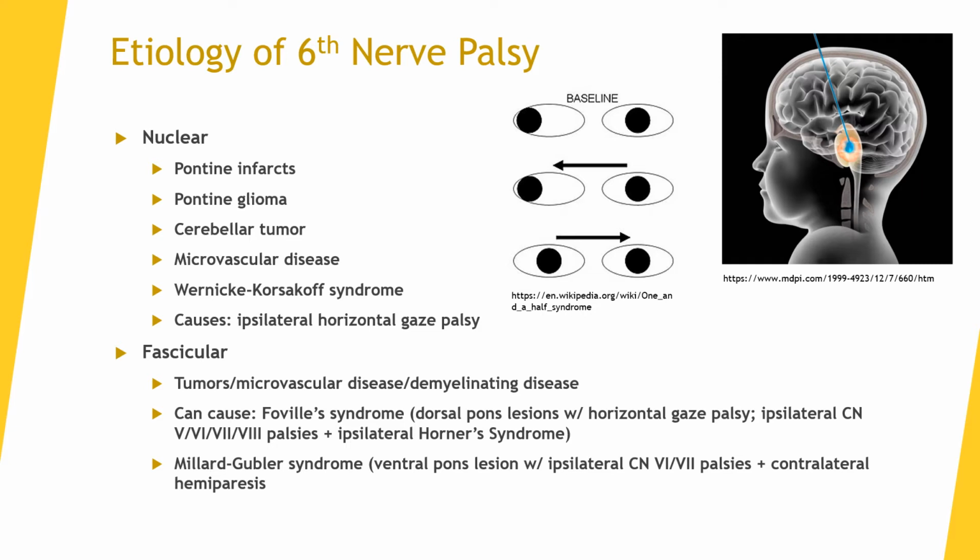These all combined is called Foville's syndrome. Millard-Gubler syndrome can also occur due to an etiology in the vesicular region, and this is a combined ipsilateral cranial nerve 6 and 7 palsies with a contralateral hemiparesis.